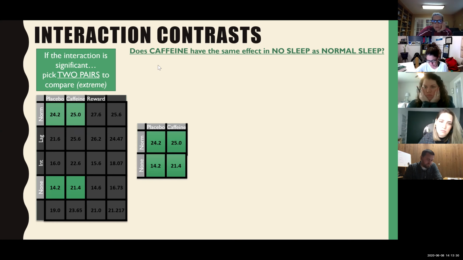Again, we're going to choose a pair of stimulants and a pair of sleeps to come up with this little 2 by 2 smaller subtable. And we're going to say, is there an interaction in this 2 by 2 table? So if caffeine has an effect, then the difference between caffeine and placebo, we want to know, is that difference the same? When I have normal sleep, look at the top part of that table. When I have normal sleep, how much higher is the caffeine average?